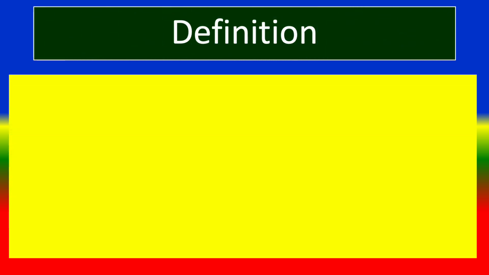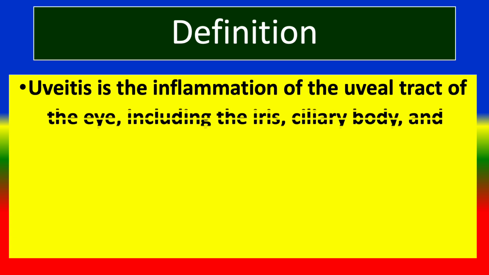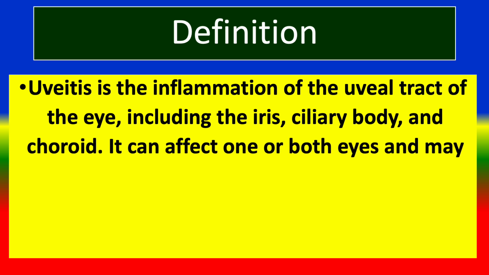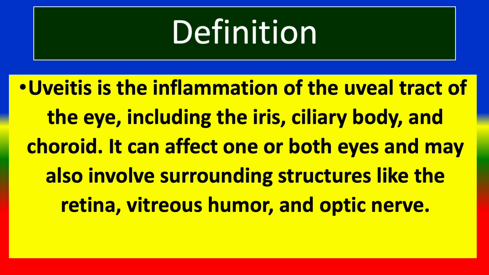A definition: uveitis is the inflammation of the uveal tract of the eye, including the iris, ciliary body, and choroid. It can affect one or both eyes and may also involve surrounding structures like the retina, vitreous humor, and optic nerve.